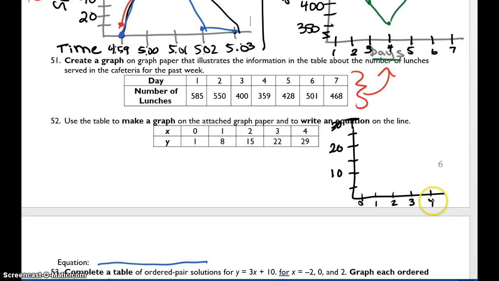So I just label my X axis 0 through 4. And my Y, my dash marks go by 5. So I could fit all the way up since my highest number is 29. It's always smart to look at your highest number to see how high you have to go, and then you can kind of judge from there how much you want to go by for each dash mark.